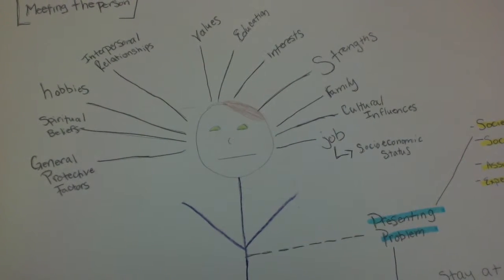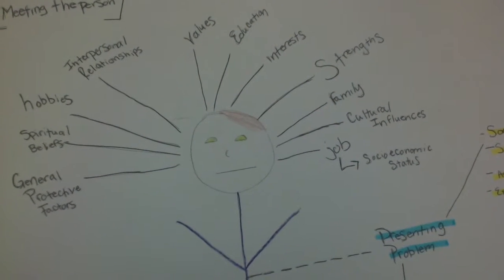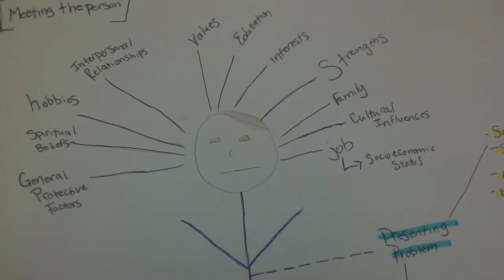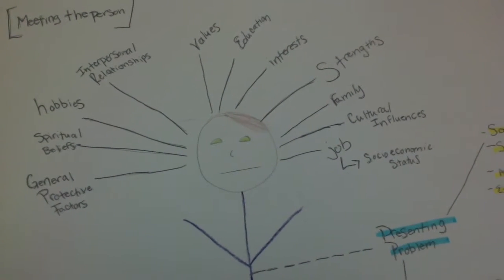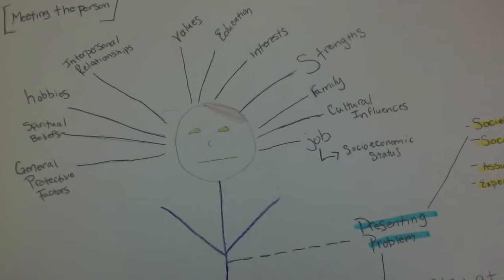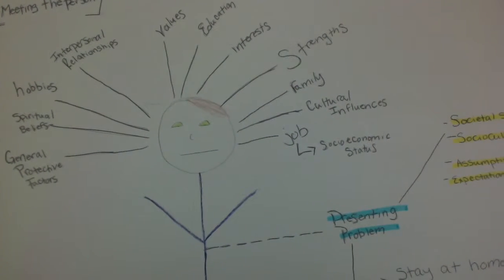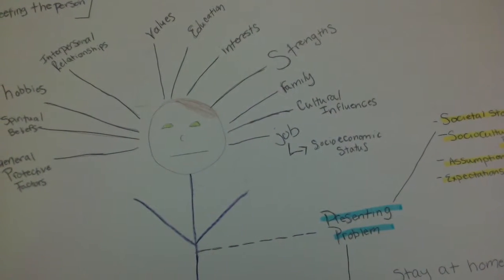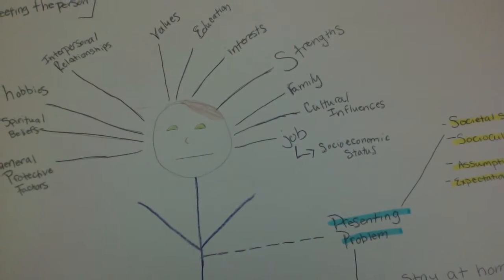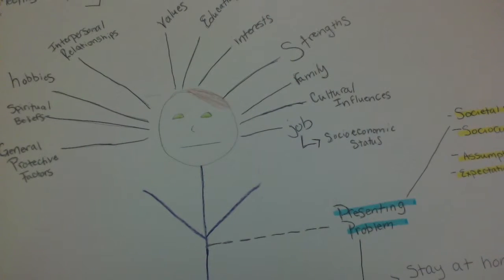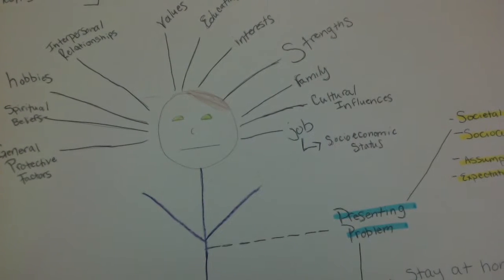Let's look at what their general protective factors are, which is pretty much their spiritual beliefs, if they have any, hobbies, what are their interpersonal relationships, what are their values, what's their education like, what are their interests, what are their general strengths, what does their family look like, what cultural background do they have, and how does that influence them? What is their job and economic status? And that's really the first step to get a whole picture of who they are, so you can know not just what their problem is, but also how that problem impacts the person.